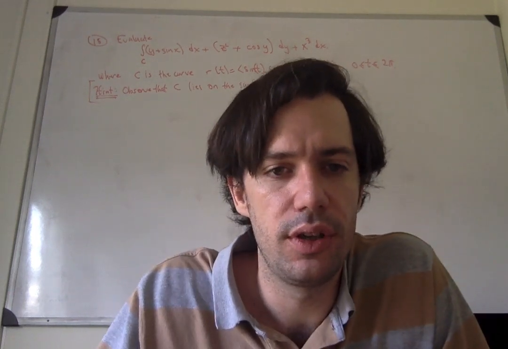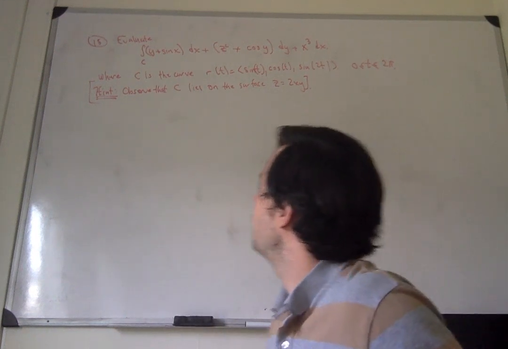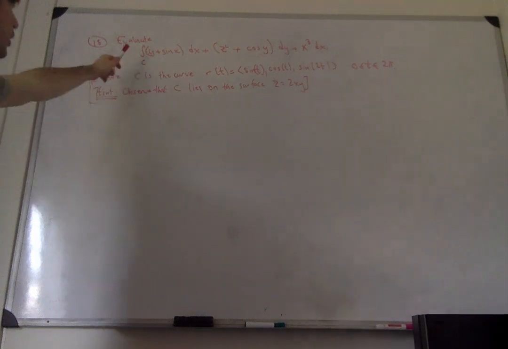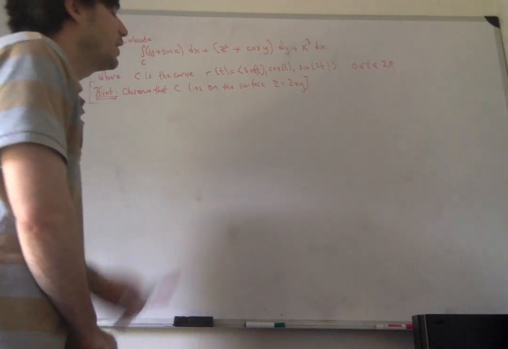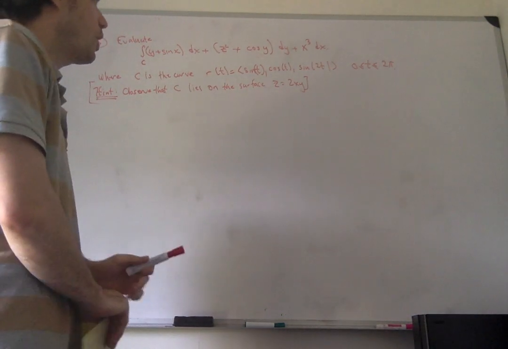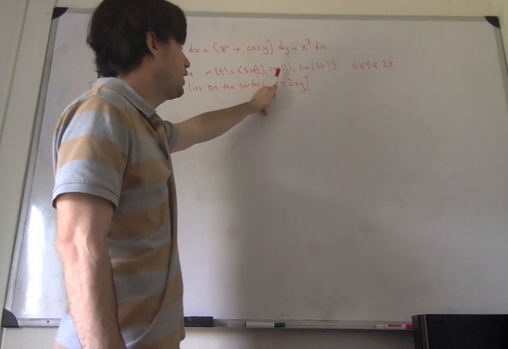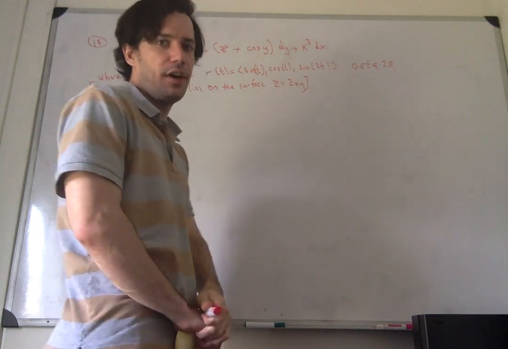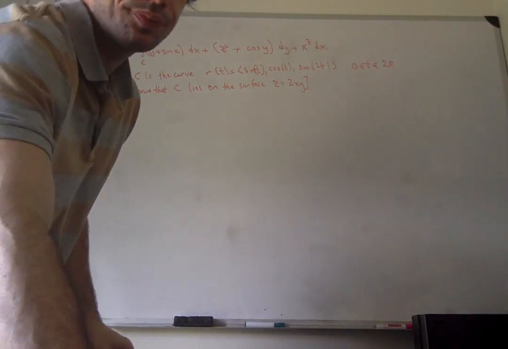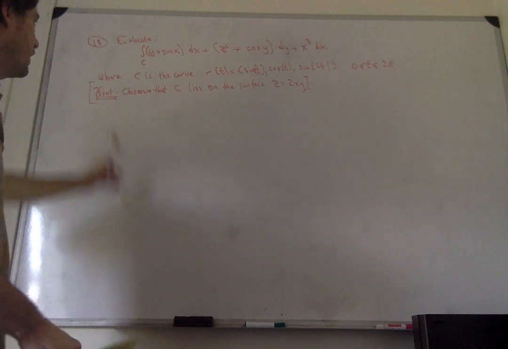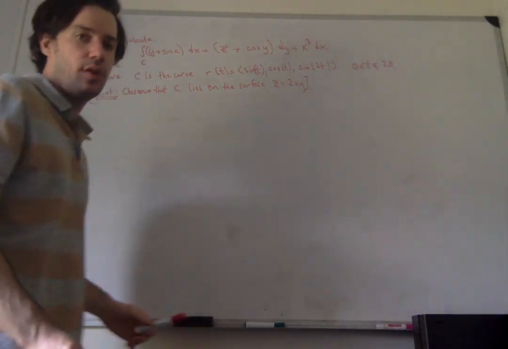Hi. So let's get into another somewhat difficult problem, number 18. This says evaluate the integral of y plus sine of x dx plus z squared plus cosine y dy plus x cubed dz, where C is the curve sine of t, cosine of t, sine of 2t from t equals 0 to 2 pi. Okay, so the hint is observe that C lies on the surface z equals 2xy.